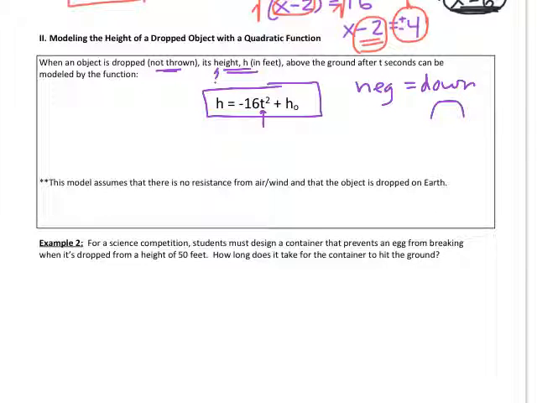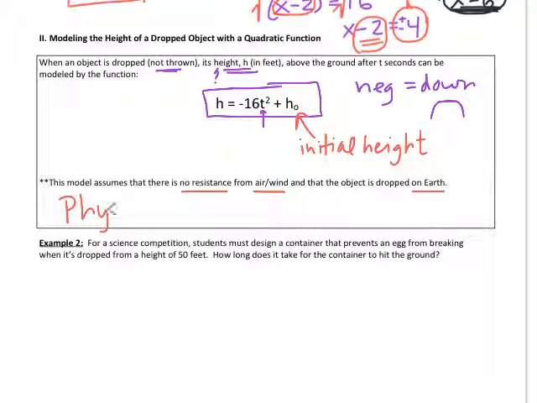And then it's plus h sub 0. h sub 0 is the initial height. This is the height of the object initially, or when we start the problem. This model assumes that there's no resistance from air or wind and the object is dropped on Earth. The reason for that, and you might get into this if you take a physics class, is that gravity is involved and has something to do with how things fall and how quickly they fall. If we were in space, it wouldn't be the same.